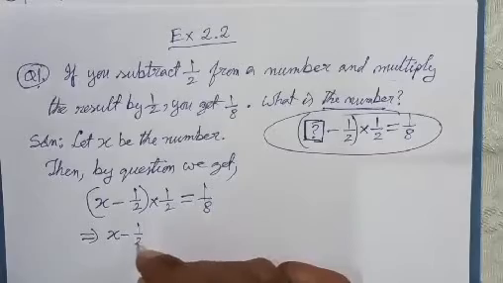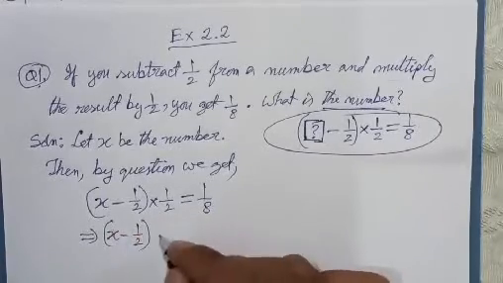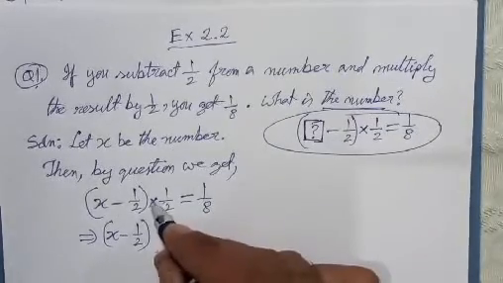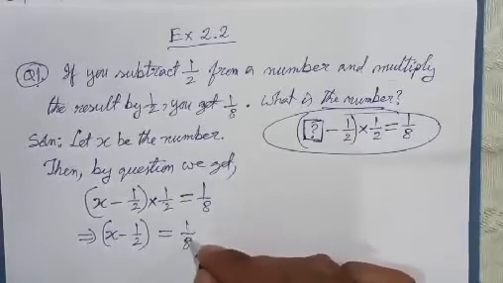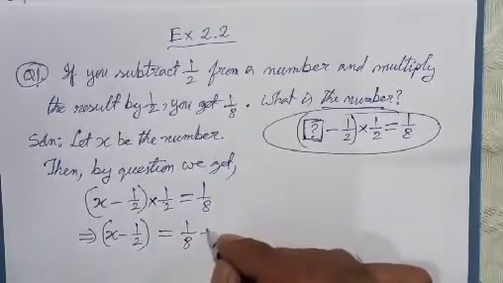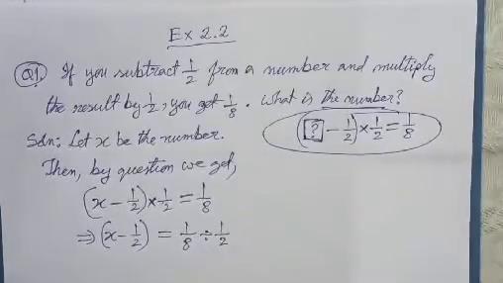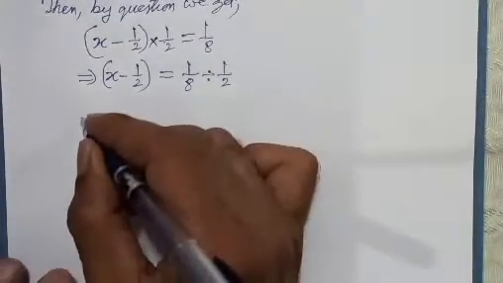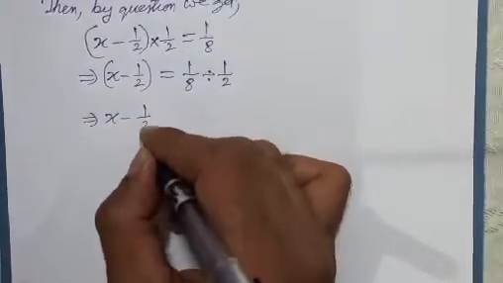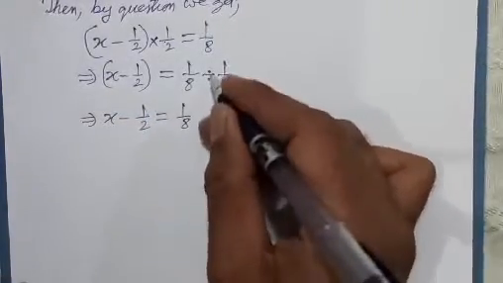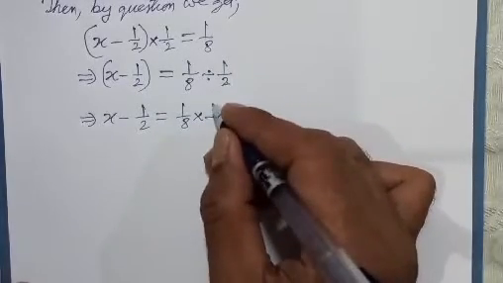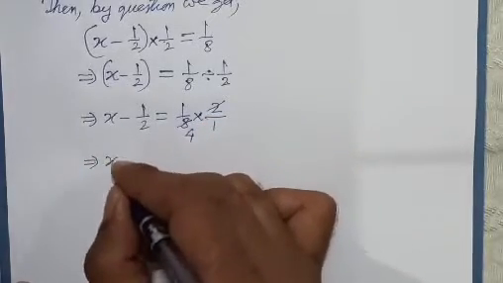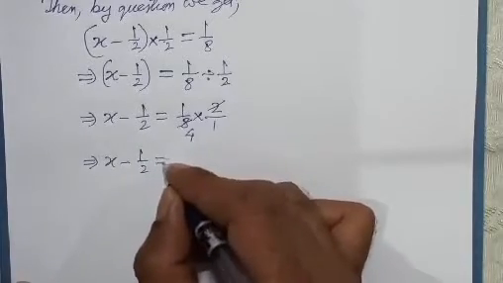x minus 1 by 2 is equal to 1 by 2 times... if we are transposing to the other side, this multiply sign will change into divide. That means 1 by 8, divided by 1 by 2. This implies that x minus 1 by 2 is equal to 1 by 8. Dividing becomes multiplying, numerator and denominator are interchanged, then 2 by 1. 2 can divide 8 four times. So x minus 1 by 2 is equal to 1 by 4.